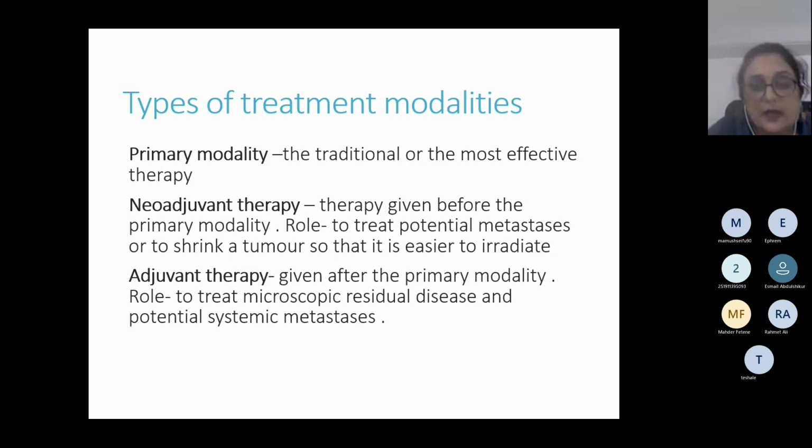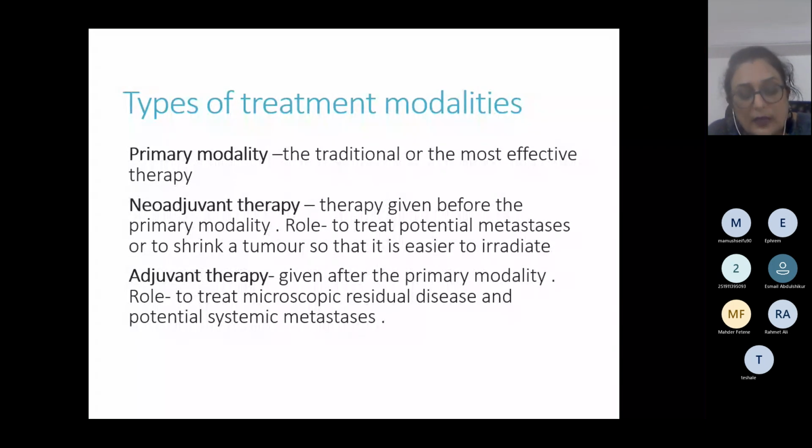So what do we mean by neoadjuvant? It is the treatment or chemotherapy that you give before the prime modality. The first treatment is surgery, but in case you have to give a treatment, generally chemotherapy, before the prime modality, that is called neoadjuvant. But why is a treatment given before the prime modality? Its role is to treat potential metastasis or to shrink a tumor so that it is easier to irradiate. By doing surgery, you try to resect the maximum amount of cancer which is present, right?